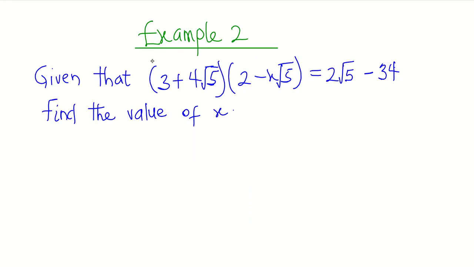In example 2, it says that given that 3 plus 4 square root of 5 is being multiplied by 2 minus x square root of 5, which is equal to 2 square root of 5 minus 34, find the value of a.